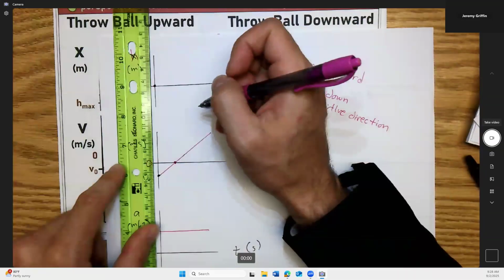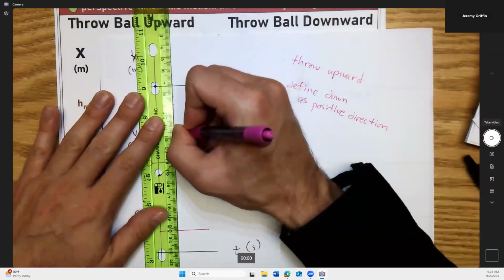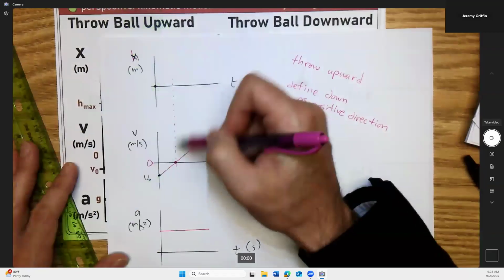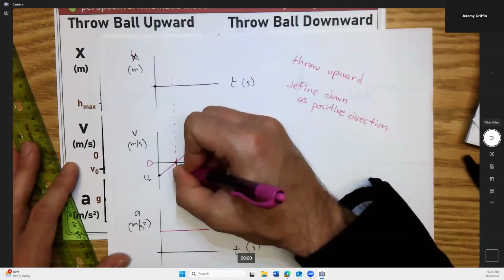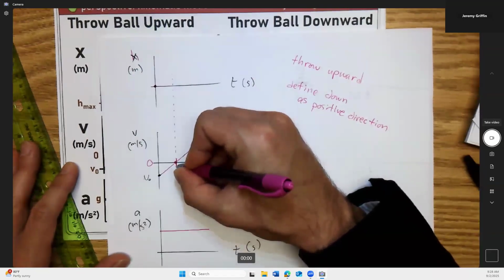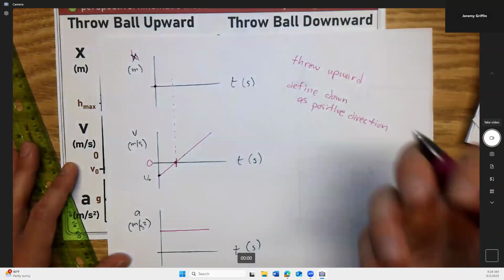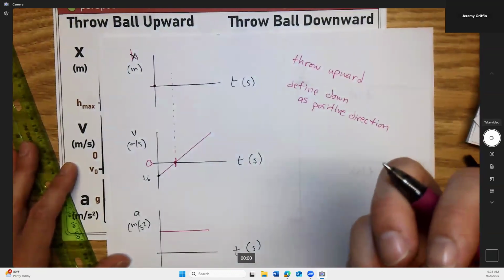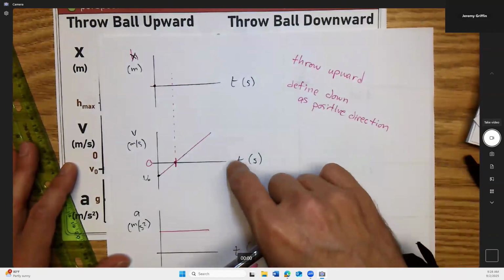Now, I know there's something special going on right at this point, so maybe I'll align my graphs. What was going on at this time again? Maximum height, right? And remember, we're calling down positive, which means you threw it in the negative direction, because up is negative. It says right there, down is positive.